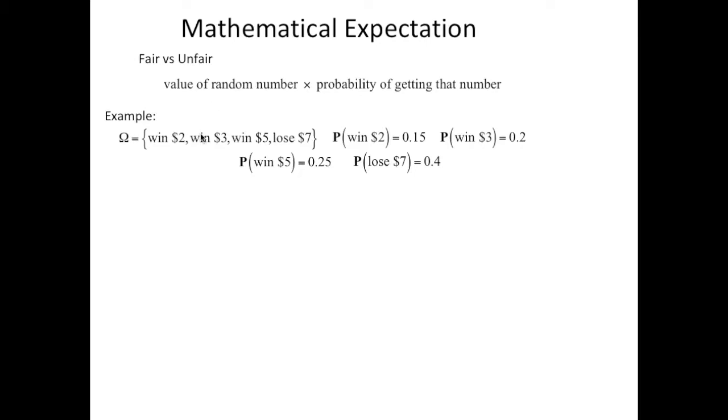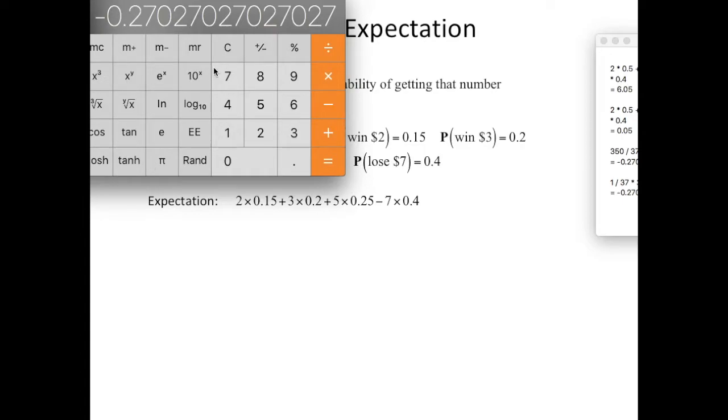So it's going to be $2 times the probability of winning the $2, the 15%, plus 3 times the probability of winning the 3, which is 20%, plus $5 times the probability of winning the $5, which is 25% or 0.25. And 7 times, now losing 7 is minus 7, right? That's why it's minus, because it's losing. So minus 7 times the probability of losing 7, 40%, or 0.4.